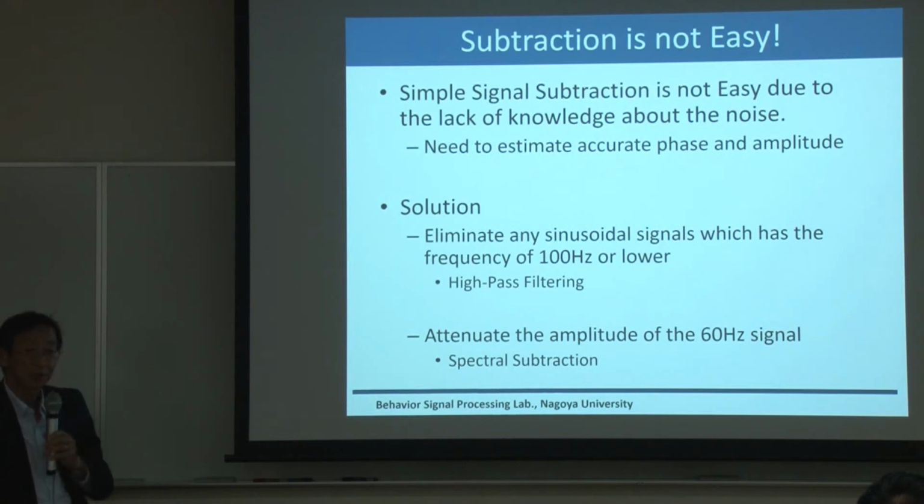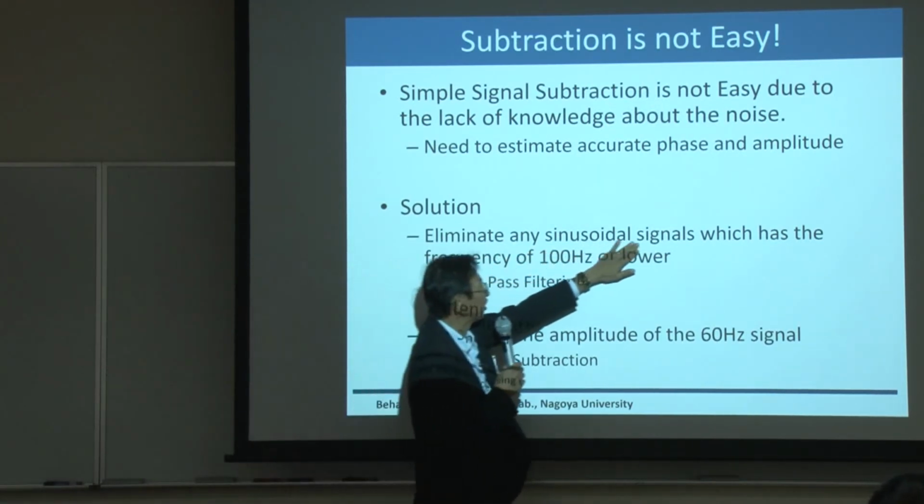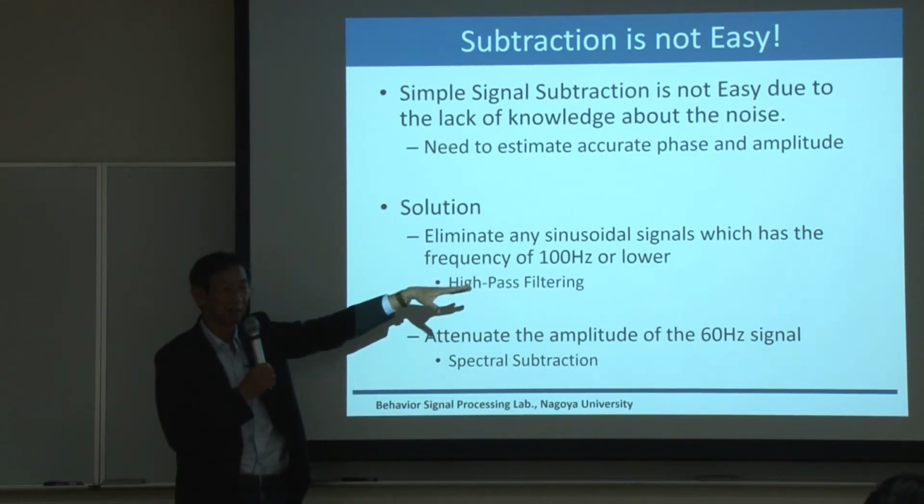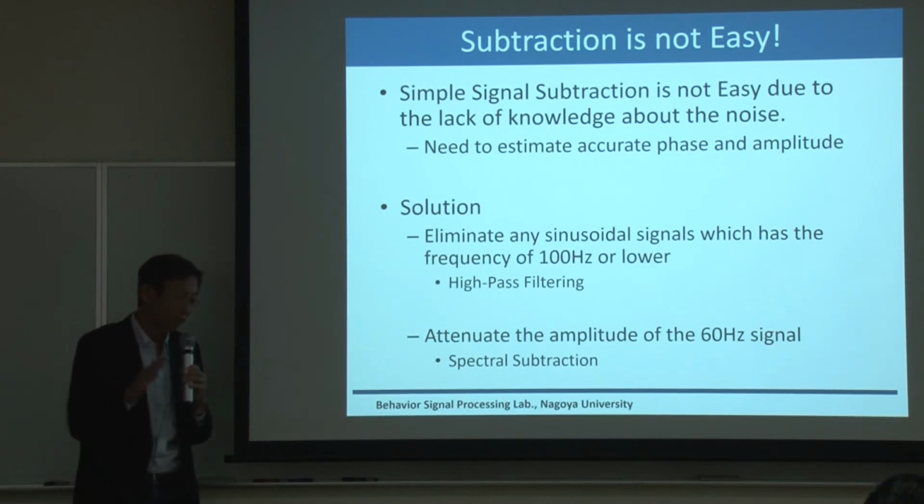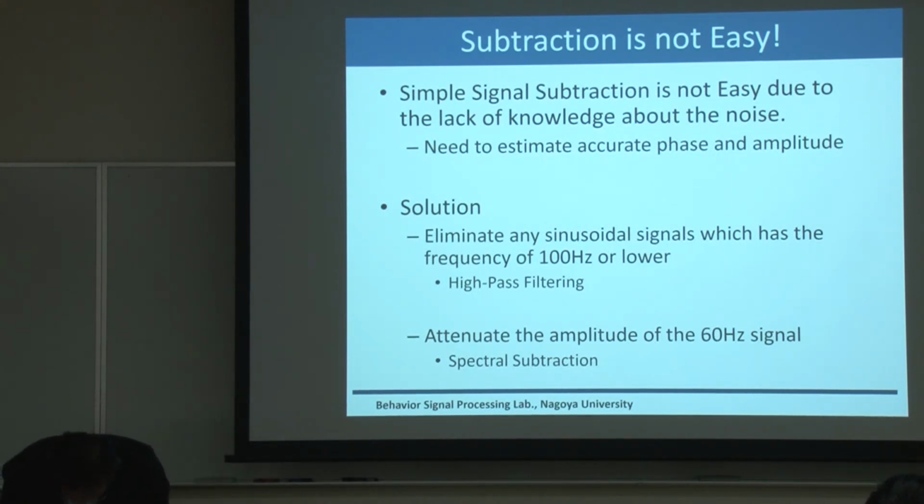And there are two commonly used solutions. One is eliminating any sinusoidal signals which have a frequency lower than 100 Hertz. For people who do not understand the idea of lower frequency or high-pass filtering, it is like that. Probably it is not easy for you to understand the signal and the frequency component. But actually, the signal can be represented by a frequency spectrum, which is another signal indexed by f. This is the frequency measured in Hertz.